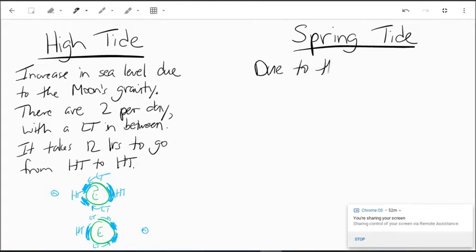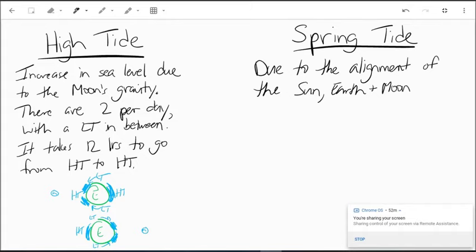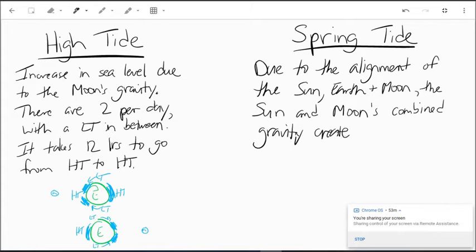Due to the alignment of the sun, earth, and moon, the sun and moon's combined gravity create a higher high tide, and that water's got to come from somewhere, so a lower low tide.